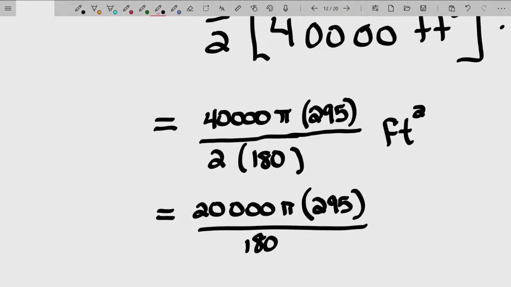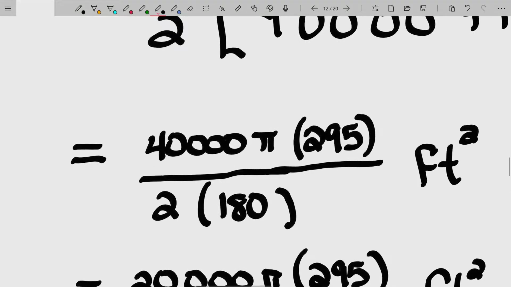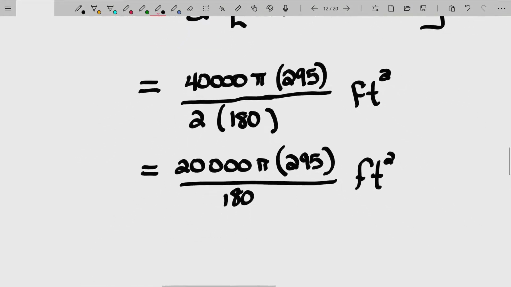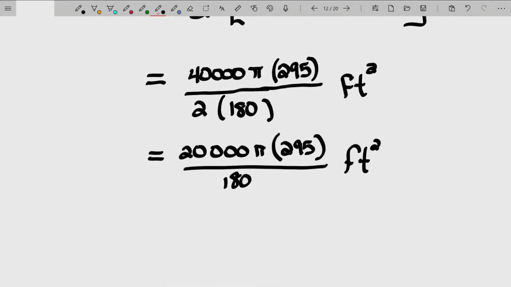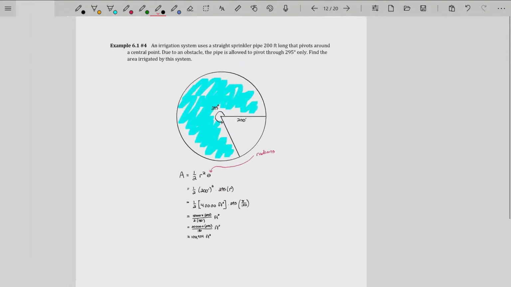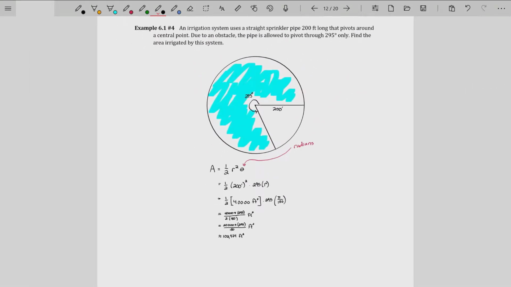But you know what? I'm not going to bother with the rest of this, because again, I would be perfectly fine on an exam for students leaving their work like that if I don't allow a calculator. Mainly because these are very large numbers. So let me go ahead and just do the rest of the computation using a calculator. And we get 102,974 square feet, rounded to the nearest square foot. So that is a good initial example of how to use the area of a sector formula.